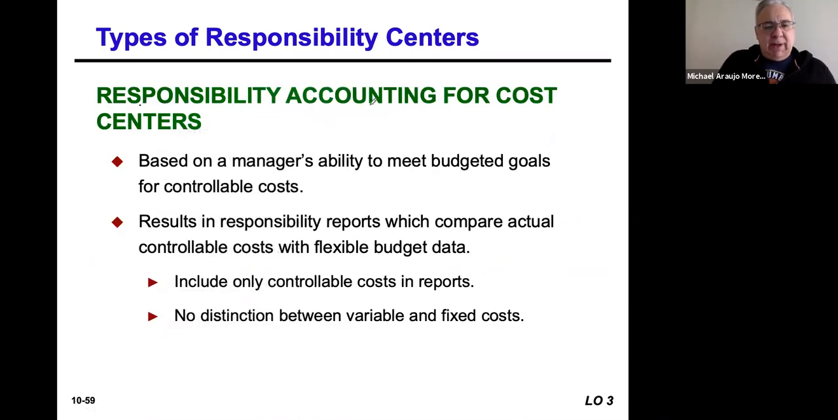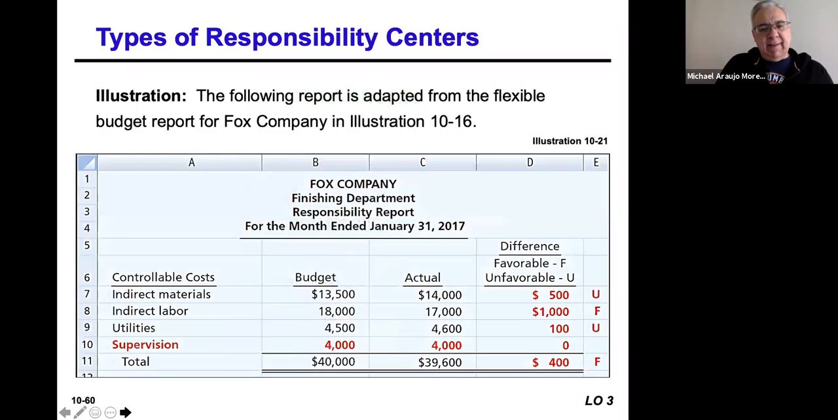All right, so the responsibility accounting that's done for a cost center is really about the manager's ability to make sure that they're controlling costs. I mean, it's pretty simple. This is the budget for this particular area. Do your best to control it. Don't go over it. Right? So that's really important to sort of understand.